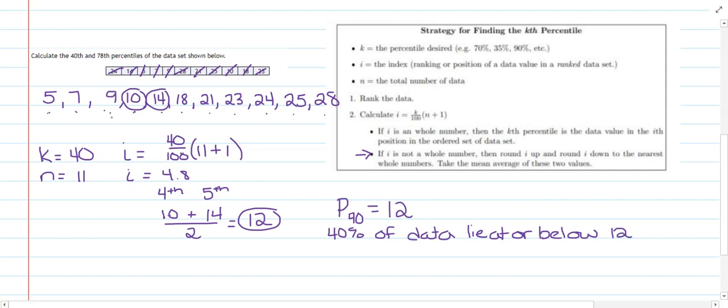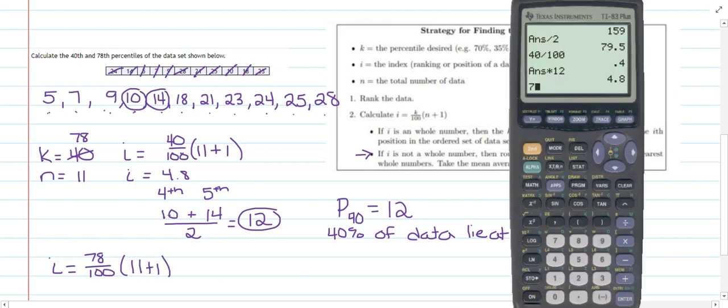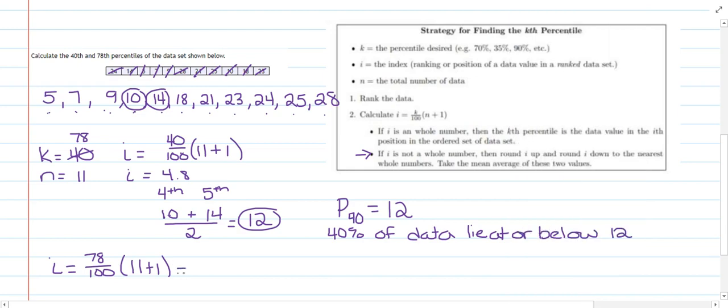And let's go ahead and do this again with 78. So here, if I just change the K to 78, look for my I here, I would do 78 over 100 times 11 plus 1. That gives us 9.36. So again, not a whole number for our I. So now we want to look at the 9th and the 10th number. Okay, so we have 1, 2, 3, 4, 5, 6, 7, 8, 9, 10.